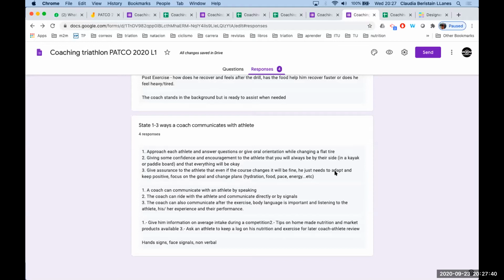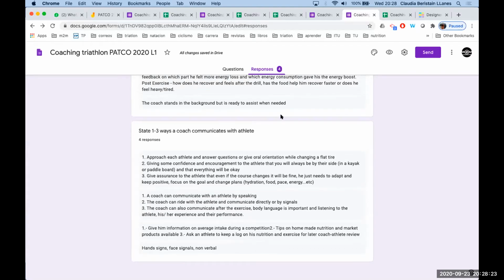The first one would be approach each athlete and answer the questions or give just oral orientation while changing a flat tire. The second one would be giving some confidence and encouragement to the athlete that you will always be by their side, following them with the kayak or the paddleboard, and that everything will be okay. And the last one would be giving assurance to the athlete that even if the course has a change, everything will be fine. They just have to adapt and keep positive while doing the race, and just focus on the goal, and maybe change their plans and adapt hydration, food, how they administer energy and pace and whatever.